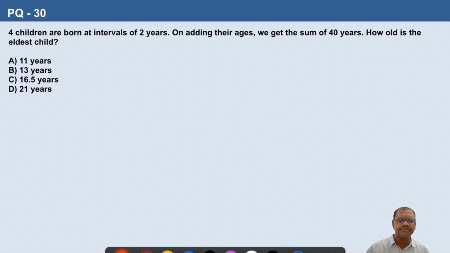Question number 30. 4 children are born at intervals of 2 years. On adding their ages, we get the sum of 40 years. How old is the eldest child? So let us assume the ages as x. The youngest child's age is x years. Next, 2 years interval, so x plus 2, and then x plus 4, x plus 6. So these are the ages of the children who are born at intervals of 2 years.